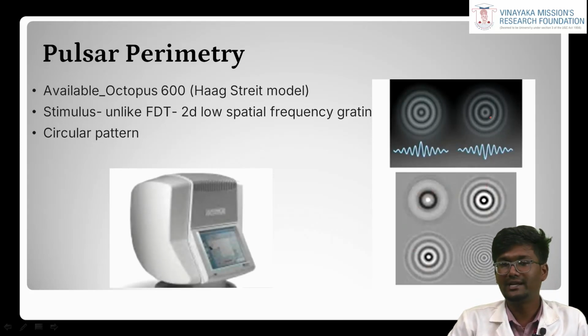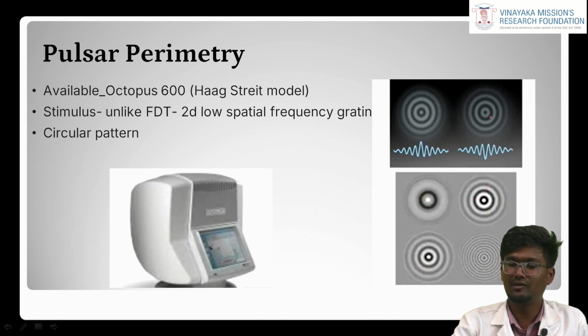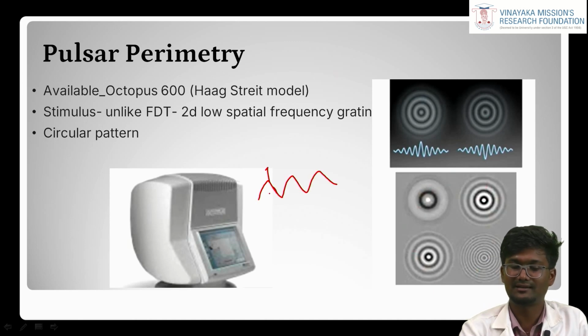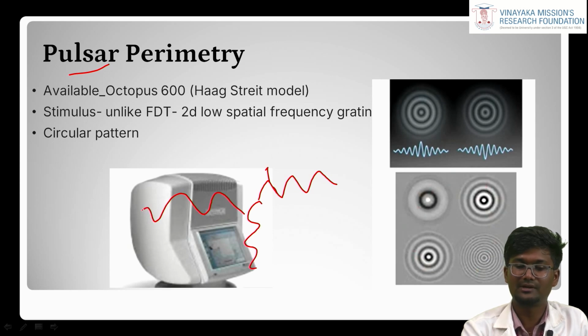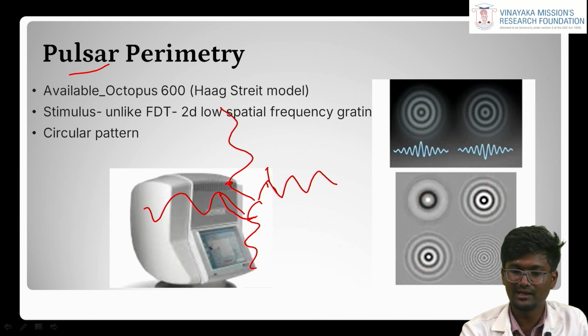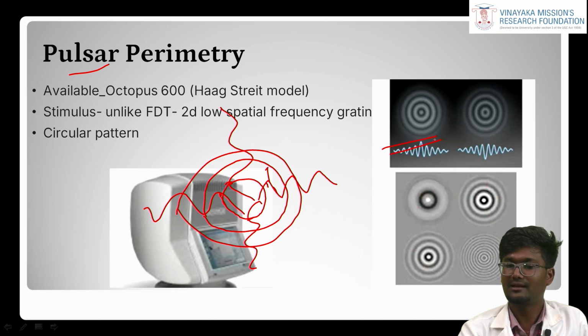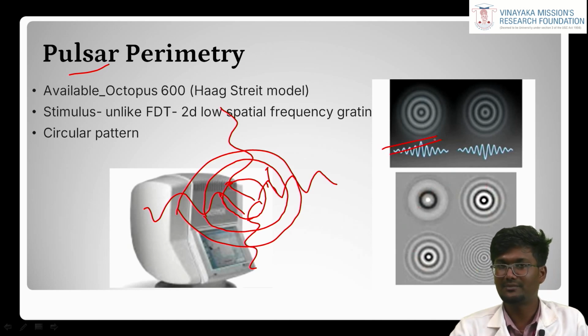Similar to that of FDT, it uses a single wave, but it is a one-dimensional FDT, which is using only a single wave as a single grid. But in pulsar perimetry, it uses a two-dimensional wave, which is nothing but waves from different directions. This appears black, this appears black, this pattern appears black. In the whole thing, it will appear as a circle. Similarly, a circle pattern will appear for the pulsar perimetry.